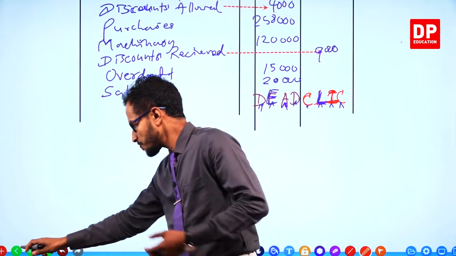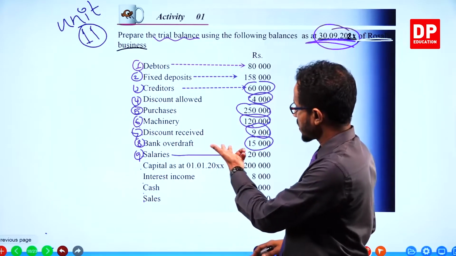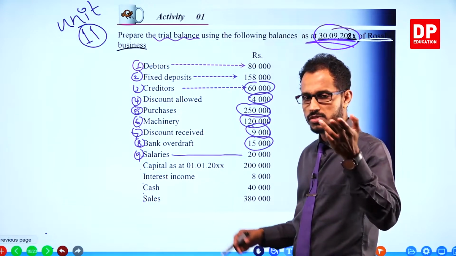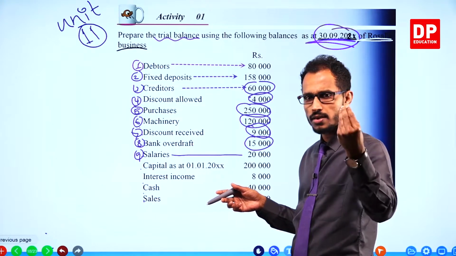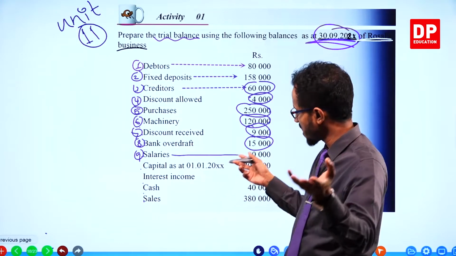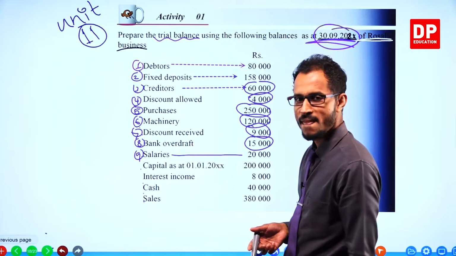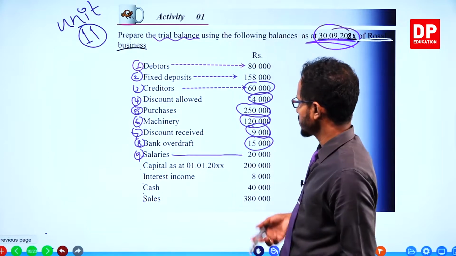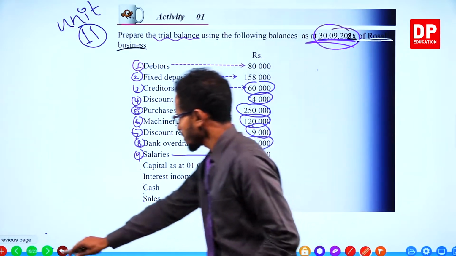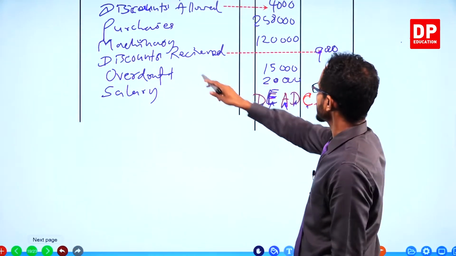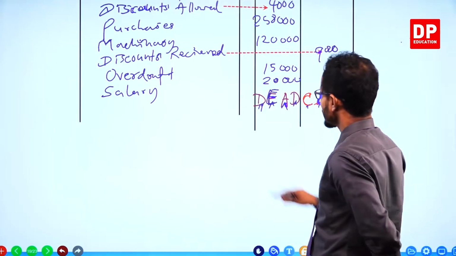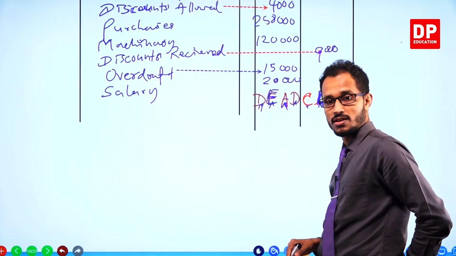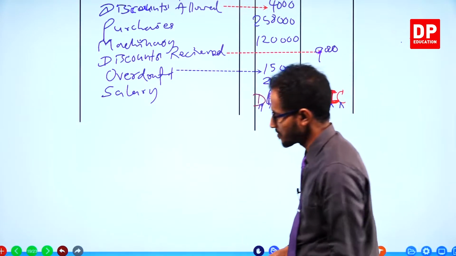Shall we move on and get to the next item? No? Who's saying no? Why? What's the problem? Did we make a mistake? Yeah. Where? We took bank overdraft 15,000 and salary is 20,000. We put bank overdraft 15,000 in the credit side. Oh, it's in the debit side. Yeah. It's wrong.